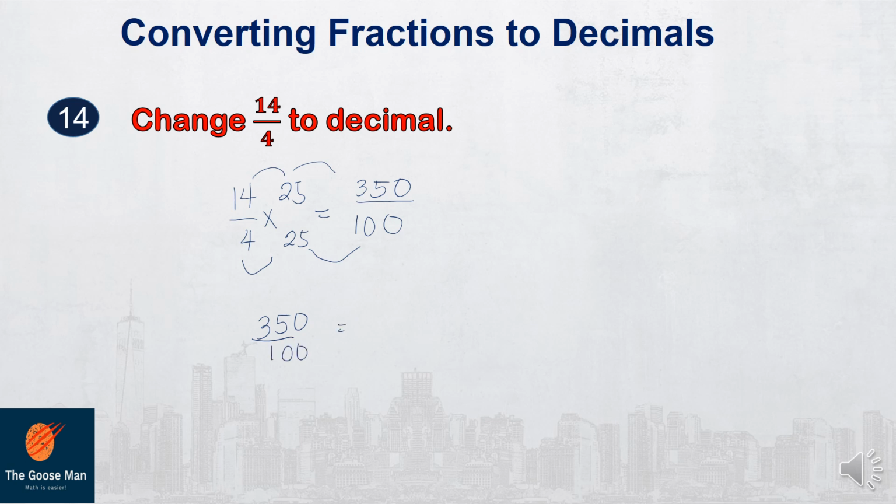So I have here the decimal point, 350, decimal point here. I'll simply move two spaces to the left. So I have 1, 2. So now 14 over 4 is the same as 3.5 or 3.50.